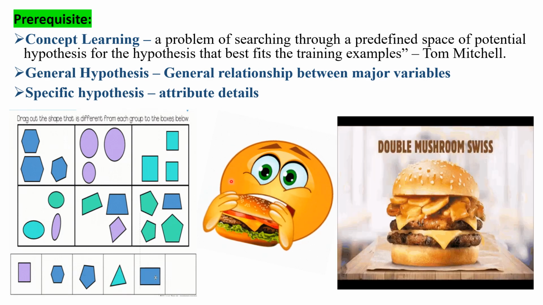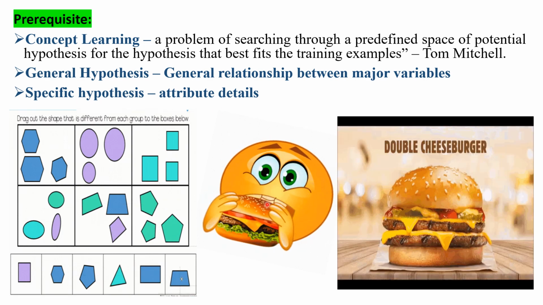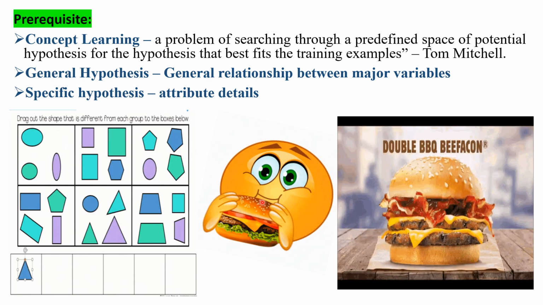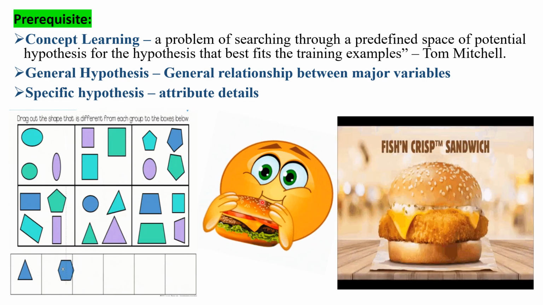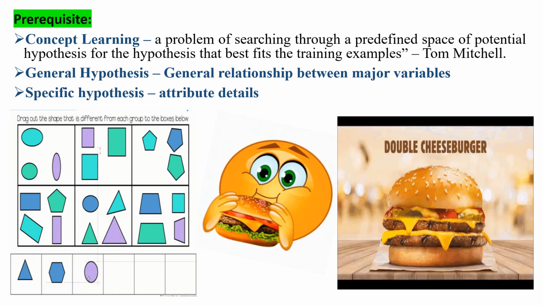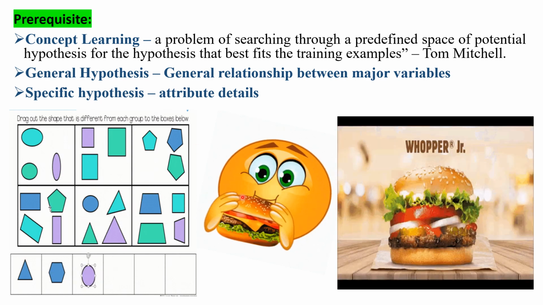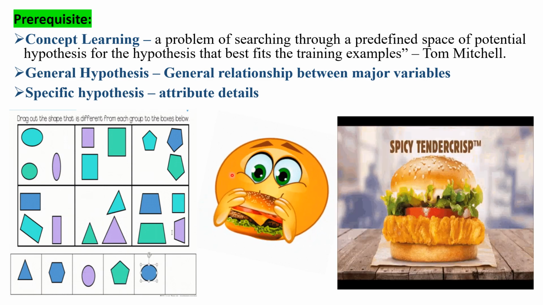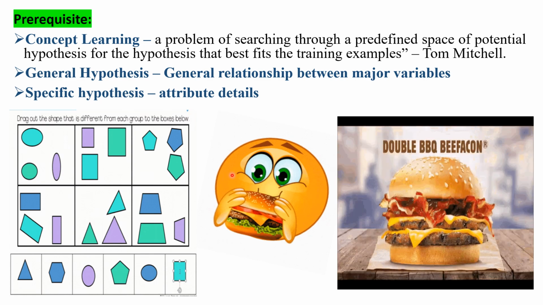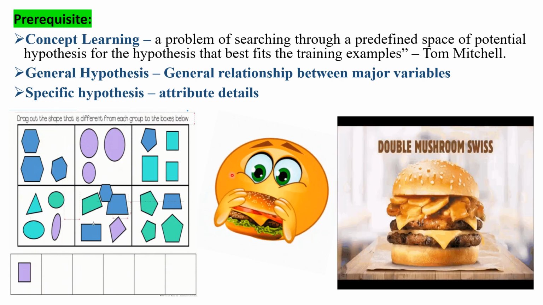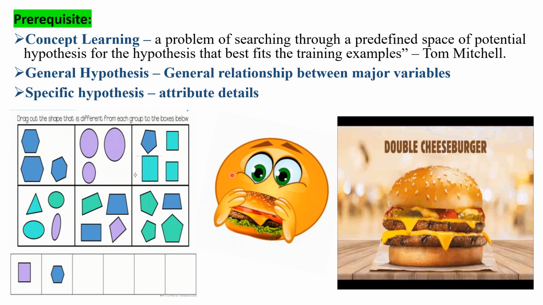The second example is a burger. If you enter Burger King and want to order a burger for your lunch, how will you make that order to the salesman? If you simply go and say that you want to order a burger, then that is a general hypothesis. You are accepting whatever the type of burger.